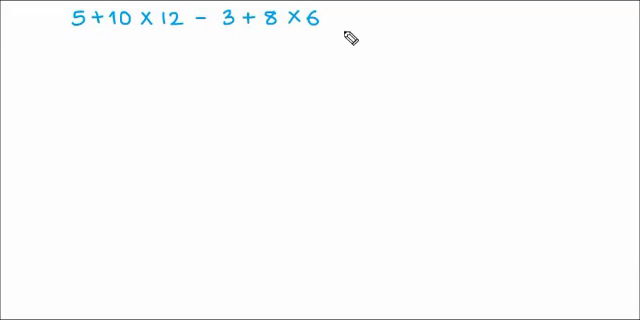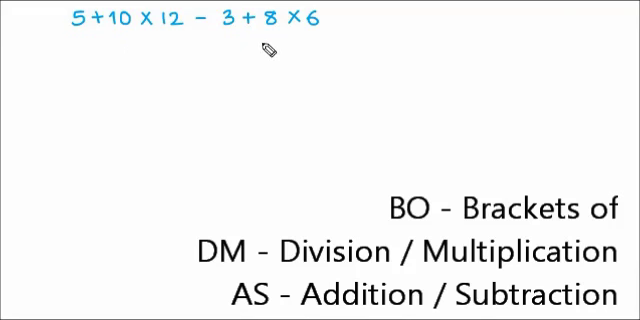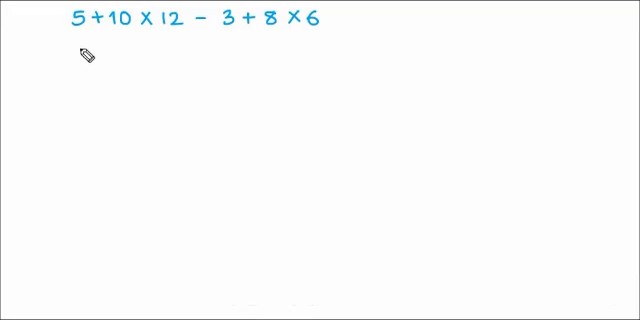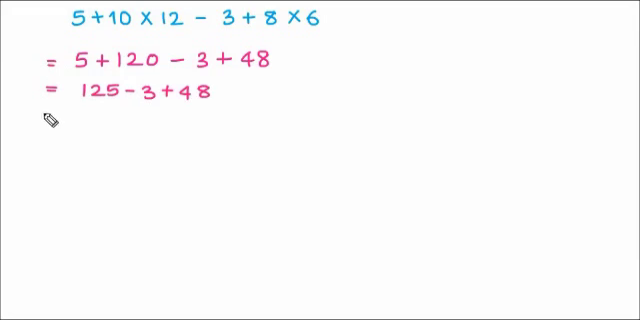So now let's use BODMAS. BODMAS says bracket, of, division, multiplication, addition, subtraction. So we'll do multiplication first. So it will become 5 plus 120 minus 3 plus 48. And that will become 5 plus 120 is 125, which is equal to 122 plus 48, and that will be equal to 170. But when I asked Sharad and Sharda, they said they did not have 170 sketch pens with them.